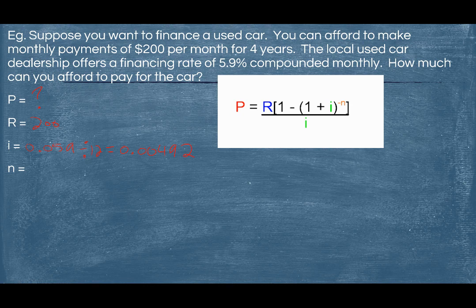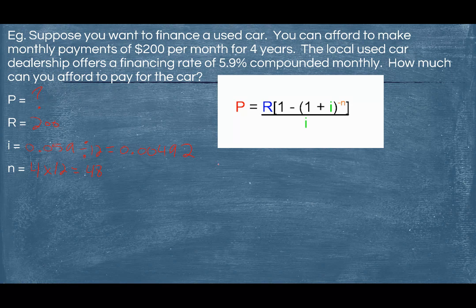Now, in real life, they would not round that. They would carry it; it's a 6 repeating on my calculator, so it was actually 0.0049166666. But to simplify things, I'm going to put it to a 2 so I don't have to carry that giant number in my calculator. n is the total number of compounding periods. So this is 4 years, and it's monthly payments, so 4 times 12 is 48. You can double check that for me if you'd like. So we've got our stuff.